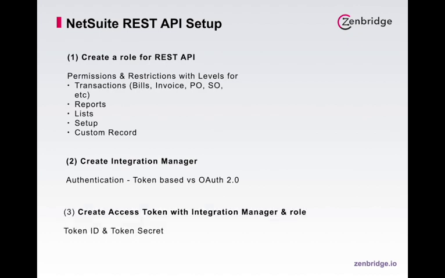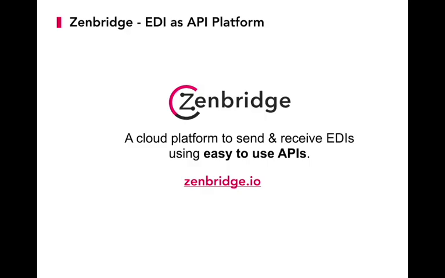The third step happens to be creating an access token, and you create an access token with the integration manager, which you created in step 2, and then the role which you defined in step 1. You get a token ID and a token secret using which you can make API calls. So that's pretty much it with the NetSuite API.